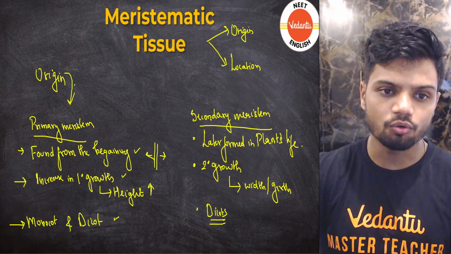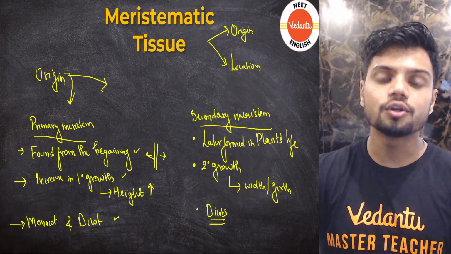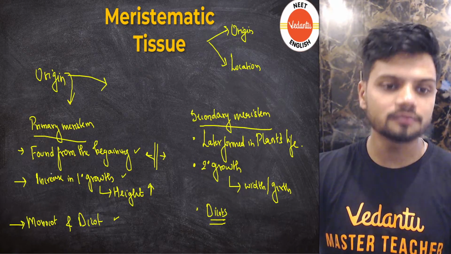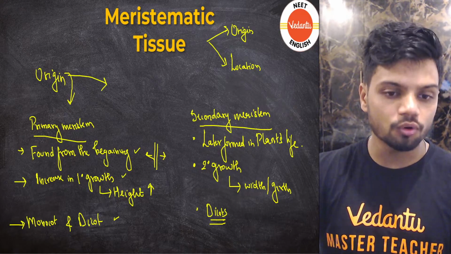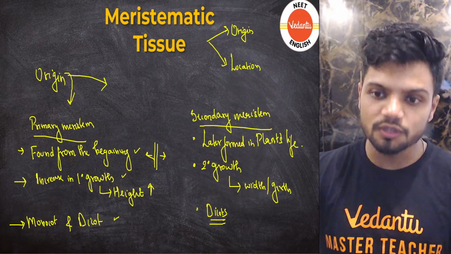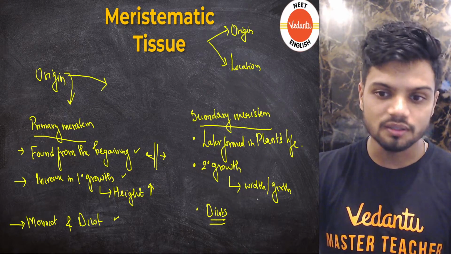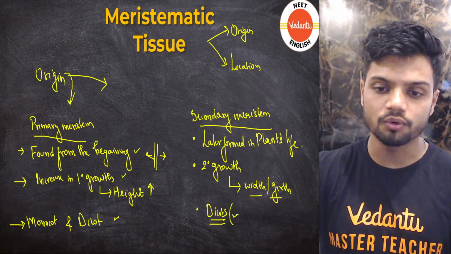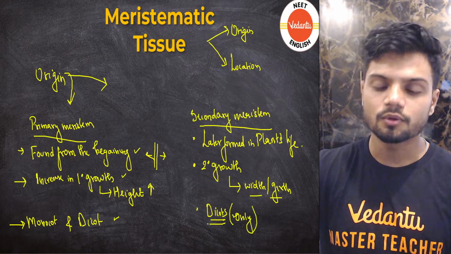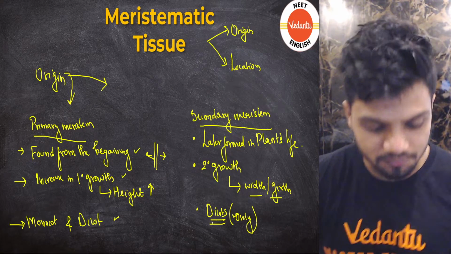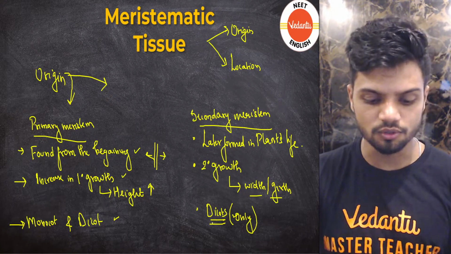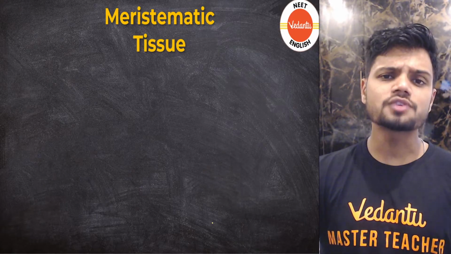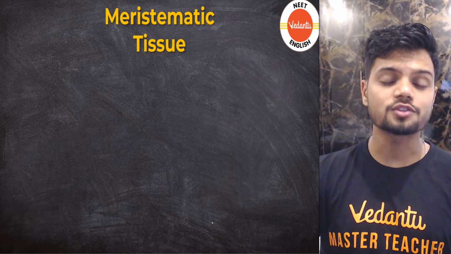Classification based on origin. Based on origin, two separate categories. Primary is found from the beginning, responsible for primary growth, in monocot and dicot. Secondary is found later in the plant's life cycle, responsible for secondary growth, that is width or girth, found only in the case of dicots. Clear? Clear, all of you? Yes or no? Tell me. That was based on origin.